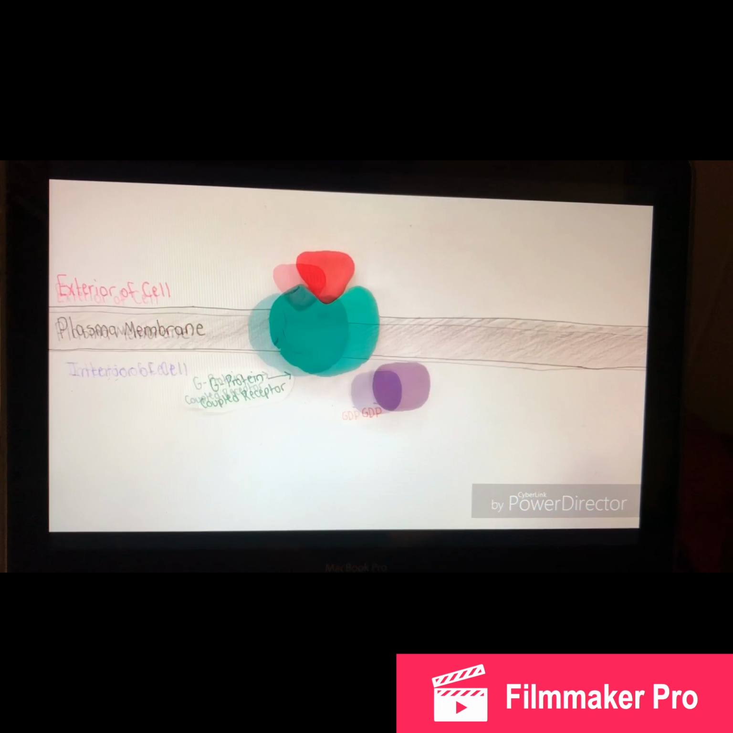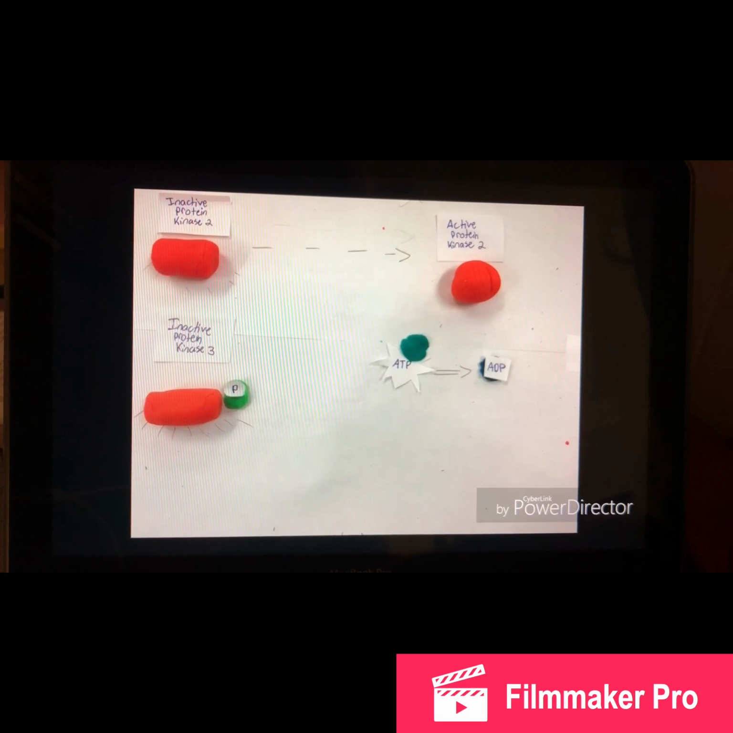The active protein kinase 1 transfers the phosphate they took from ATP to another inactive protein kinase and repeats the same cycle. Also, during this process, the protein kinases eventually have to revert back to being inactive when the cellular response has been carried out, and by doing so, a protein phosphatase removes the phosphate from the active protein kinase to reduce the kinase to being inactive.